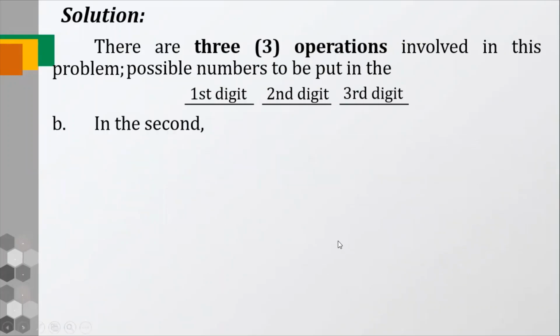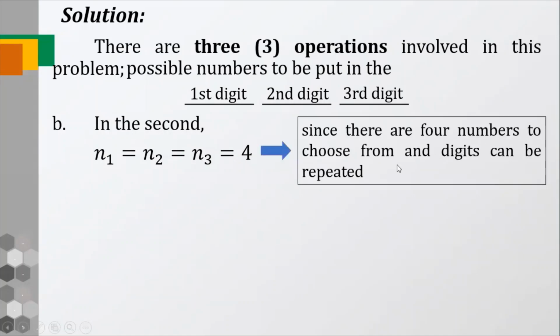In the second condition, digits are allowed to be repeated. So we can say that n sub 1 is equal to n sub 2, which is equal to n sub 3, which is equal to 4, since again there are four numbers to choose from, and the digits can be repeated. Basically, if 3 is the first digit, 3 can be placed in the second digit, and 3 can also be placed in the third digit.